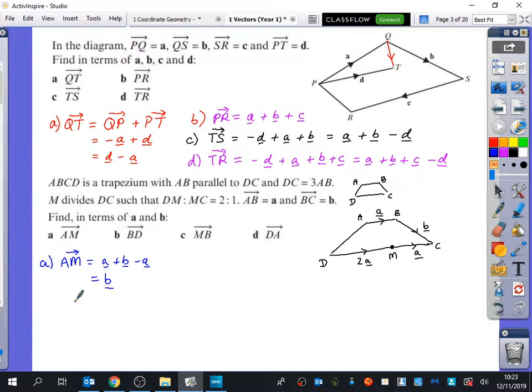Now, what's the significance of the fact that the vector AM is B? What's interesting about that? If there is anything that's interesting about that.